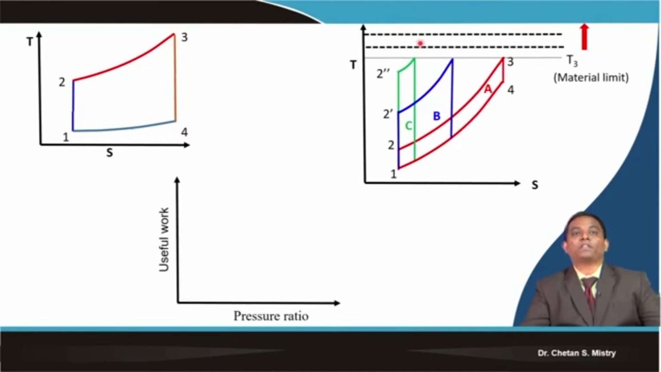Now let me represent this in terms of pressure ratio and useful work. If I represent this as pressure ratio and useful work, I can represent all these cycles: cycle A, cycle B and cycle C. So with the increase of pressure ratio, my useful work is what is going to change. Our fundamental understanding is that the area under the curve on the TS diagram is representing my work done capacity.